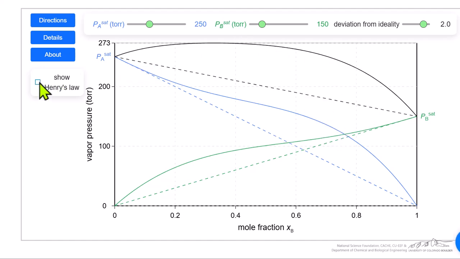If I check this box here, then we show these red dashed lines, and this is Henry's law. The Henry's law constant is the intersection. It's off scale. This is Henry's law for component B, which only applies at low concentrations. And here's Henry's law for component A, again at low concentrations of A. So hopefully this type of simulation helps you visualize Raoult's law and deviations from Raoult's law a little better.